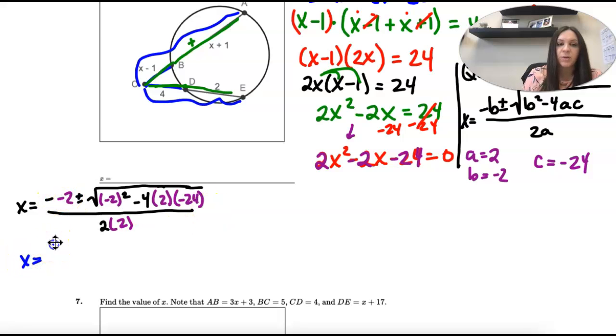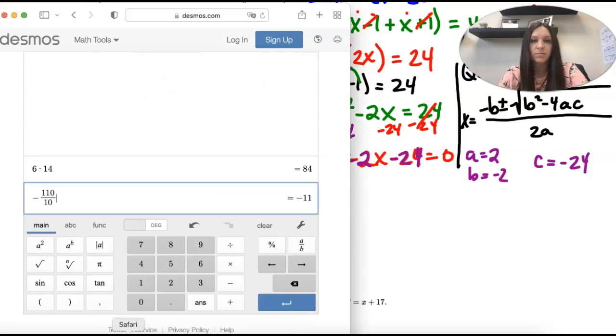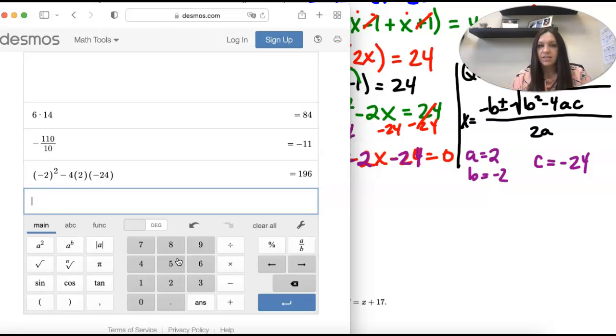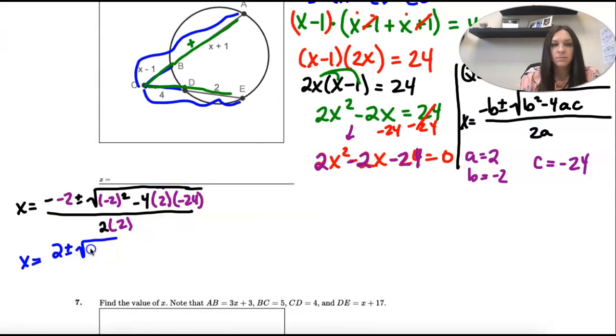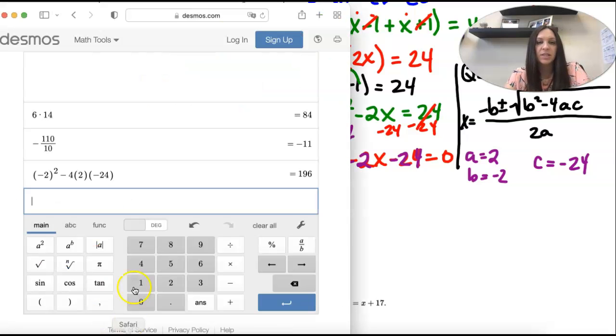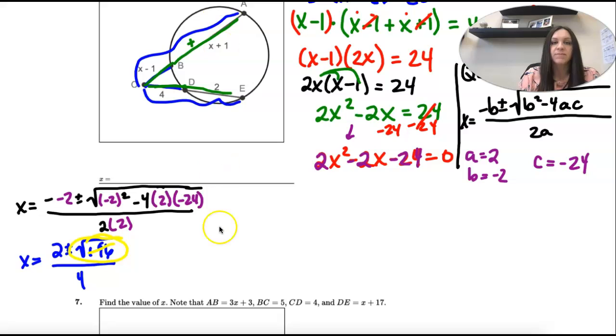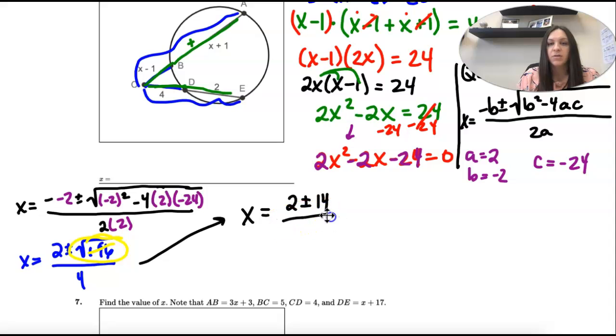Okay, so negative negative 2 becomes positive 2, and then I'm going to calculate what's under the square root. So negative 2 squared minus 4ac, which is 196. And then 2 times 2 is 4. So our next step is to see if this is actually a number. So let's see. Square root of 196, perfect, it's 14. So actually I'm going to replace this with 14. So I have x equals 2 plus or minus 14 over 4.